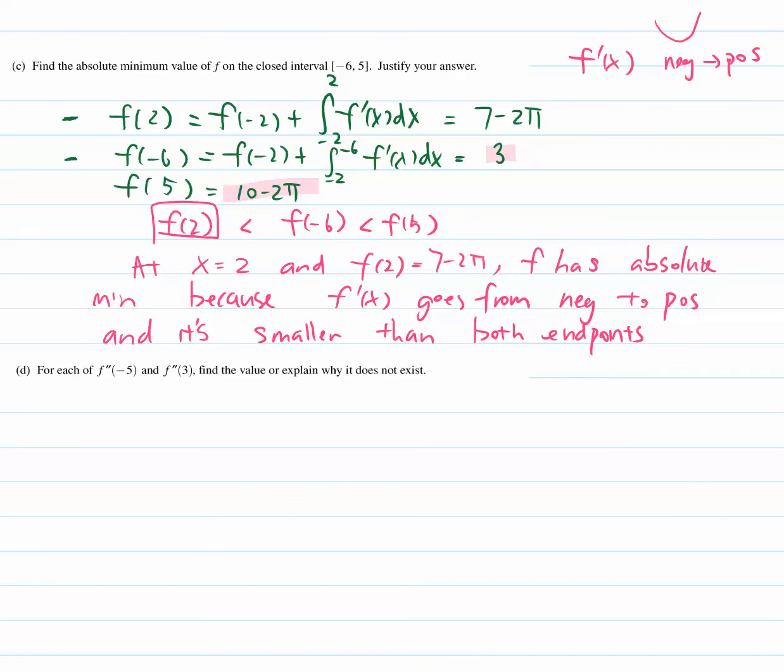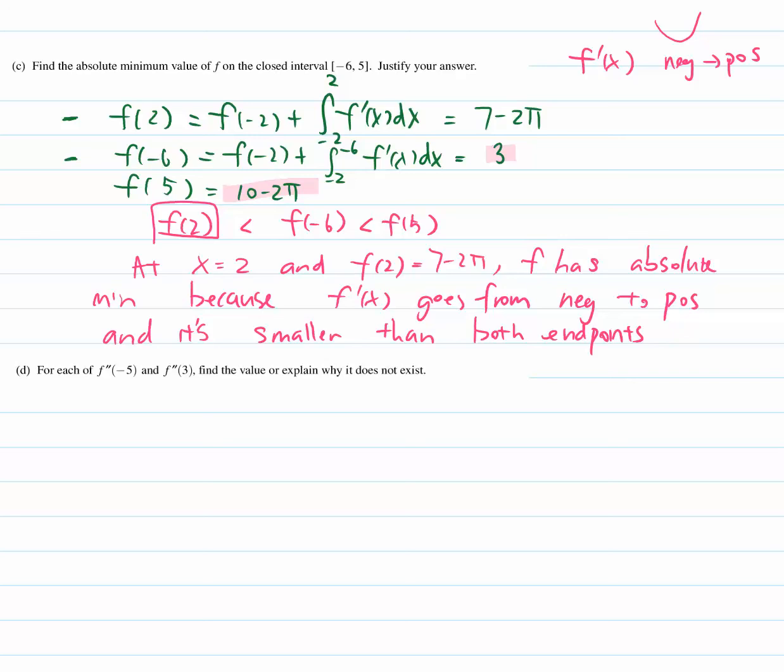So for our justification, we can say that at x equals 2 and f of 2 equals 7 minus 2 pi, f has an absolute min because f prime of x goes from negative to positive, and it is smaller than both endpoints, which are negative 6 and 5. And that's all we have to do for part C.